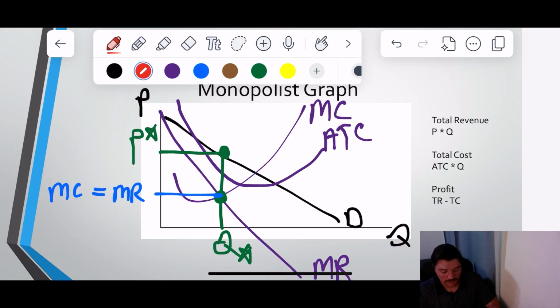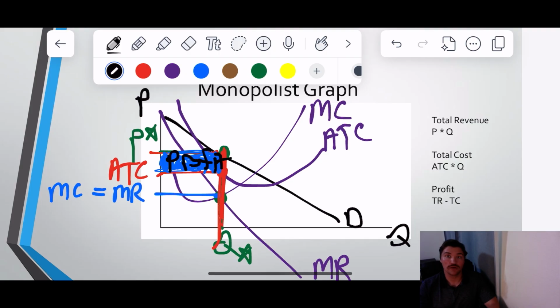Now, in terms of the profit area, you will need to find your ATC, which happens right here. At this quantity, this line right here shows you all of the information. It shows you the price, shows you the ATC, and the MC, and the marginal revenue. So since your price is above your ATC, this entire area here is your profit region. Okay. So this is how a monopolist would maximize their profits. They find out where their MR equals MC, finds the quantity, and then finds the price.